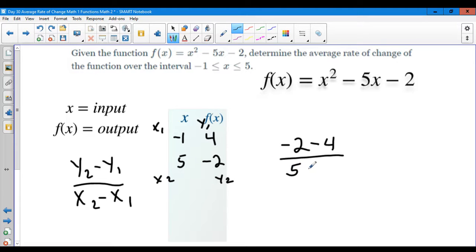Here's where you got to be careful. You have to subtract the exact value. So subtract -1. And on top, we have -2 minus 4 is -6. On the bottom in the denominator, we have negative. We always turn that into plus. 5 plus 1 is +6. And that's going to simplify to -1. Our average rate of change over this interval is -1.